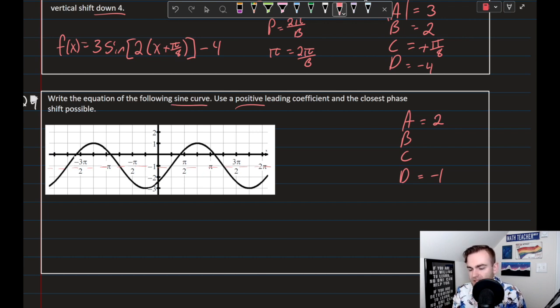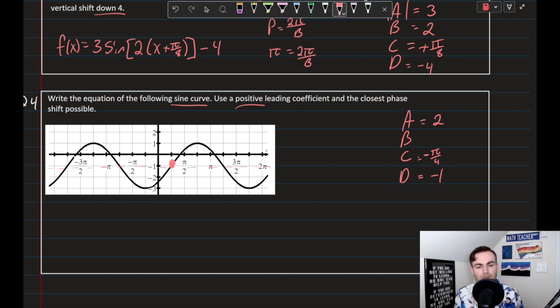Phase shift. It wants a sine curve. Remember that sine by default is middle up, middle down, middle. So middle up. It goes from middle up here, right? So this, we're going to say, is our starting point. So that point isn't at 0, though. It's at pi over 4 to the right. So this is going to be pi over 4, but right means negative.